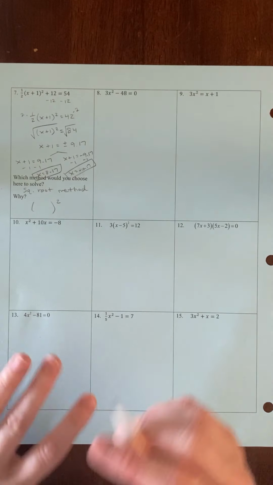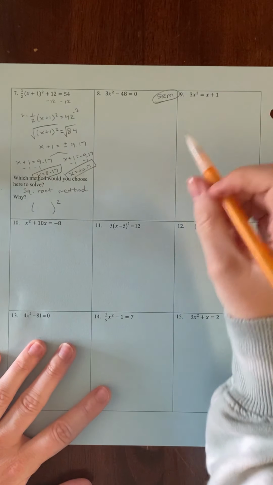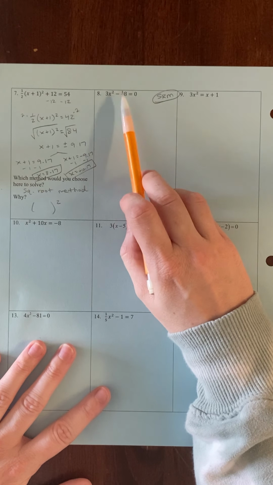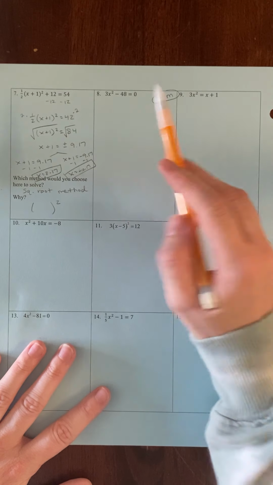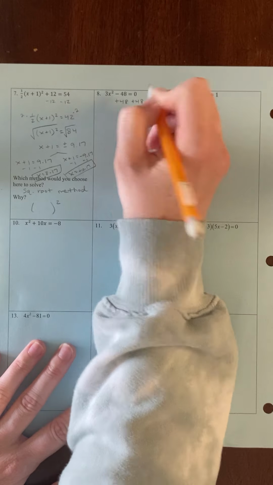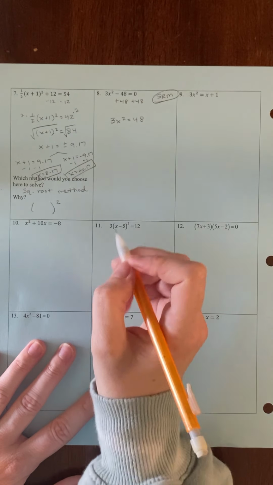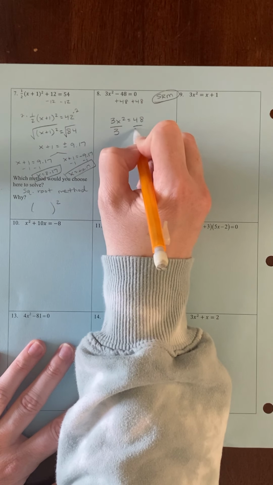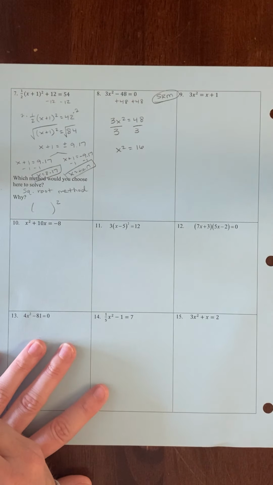For the next problem, I'm going to use square root method on this one as well. The reason is that we have a quadratic term and a constant, but we're missing that middle bx linear term. So I'm going to isolate the x squared by adding 48 to both sides. Then I'm going to divide both sides by 3, and I get x squared is equal to 16.